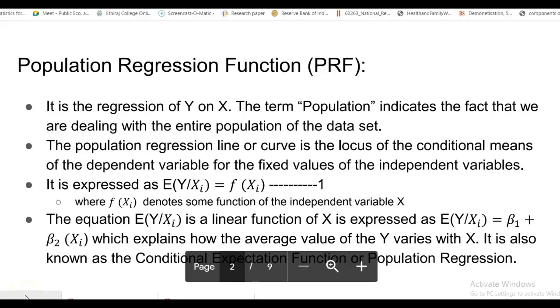Population regression function. This regression function, as we learned earlier, is the linear regression function where we have a dependent variable and an independent variable. We had discussed this in our class. So when we have a dependent and an independent variable, and we are framing the econometric model as y equals beta 1 plus beta 2 x, we are explaining the relationship between two variables.